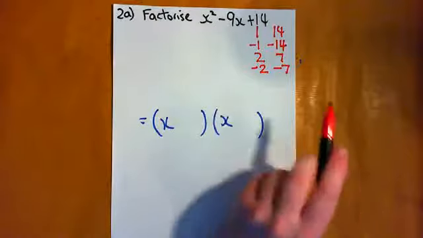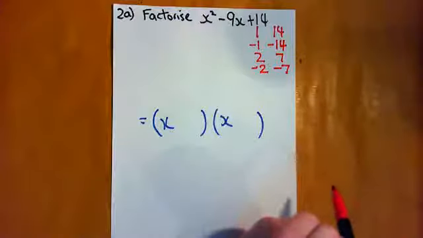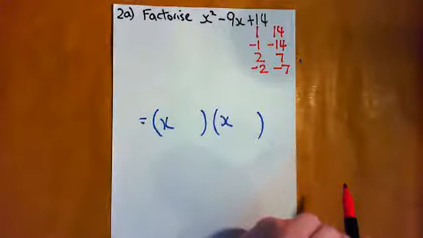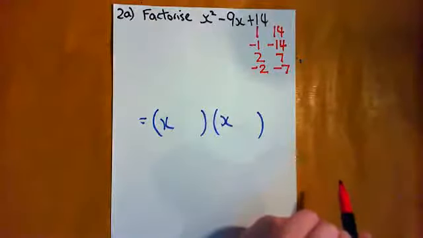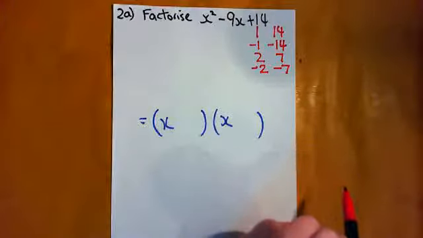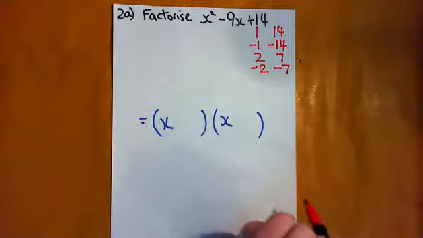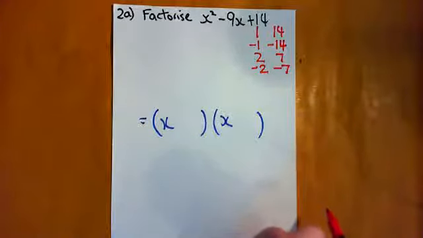So we need to work out which pair of numbers adds up to minus 9. First pair, 1 plus 14 is 15, which is not minus 9. Second pair, minus 1 plus negative 14 is minus 15. Again, that's not minus 9. Third pair, 2 plus 7 is 9. We're getting closer. We've got the 9 but not the negative. What about that last pair? Negative 2 plus negative 7 is negative 9. Exactly what we want. So it's that pair there. It's going to be minus 2 and minus 7.